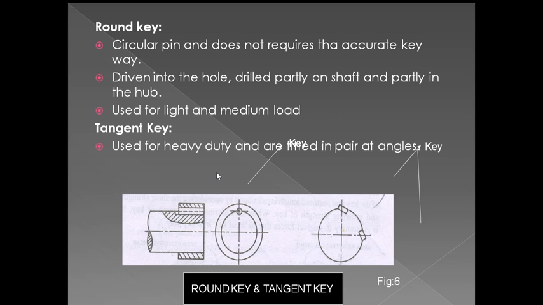Next one is the tangent key, used for heavy duty and fitted in pairs at angles. The tangent key is similar to the rectangular key, but it is in a pair and at right angles to each other, so it will be at 90 degrees. Here power can be transmitted in only one direction. We cannot transmit in the other direction. But it is used for heavy duty power transmissions.